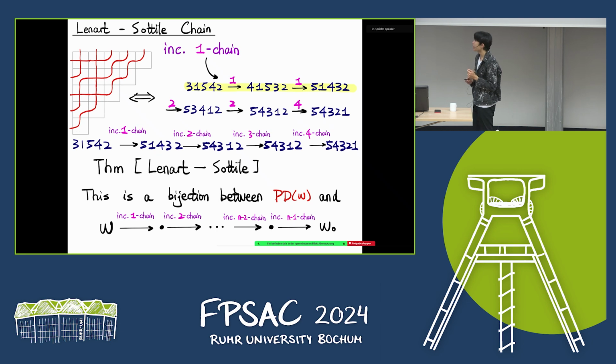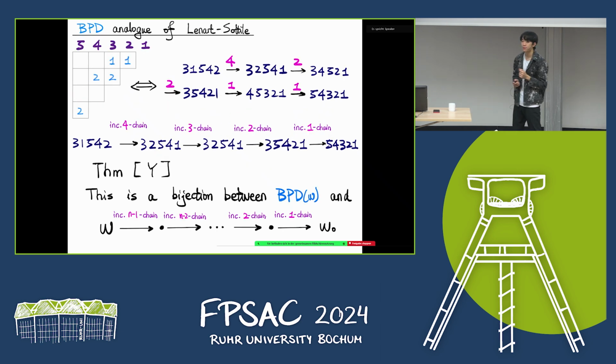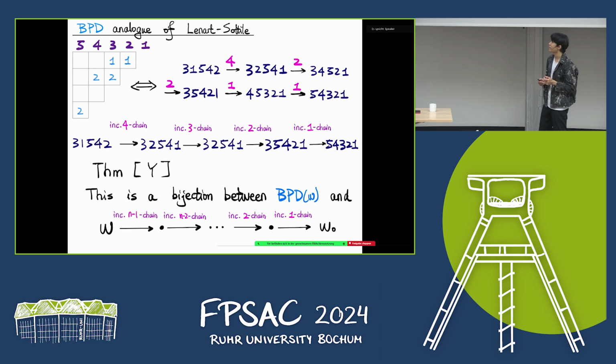Well, I'm doing something very similar here. I turn the bumpless pipe dream into an encoding, and then from this encoding I can have a chain. Each swap in this Bruhat chain actually comes from a number in my encoding. So if that number is in row 4, I can just put the label 4 here. If that number is in row 2, I can just put a label 2 here. What I can show is that, just like the Lenart-Sottile case, if I combine these swaps with the same label, I'm getting an increasing k chain.